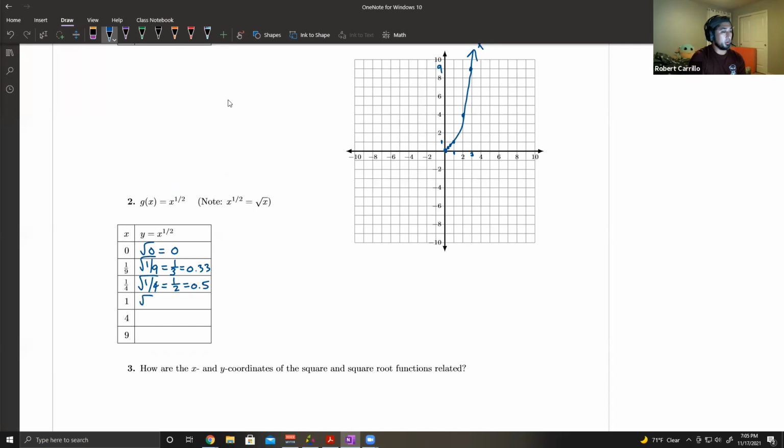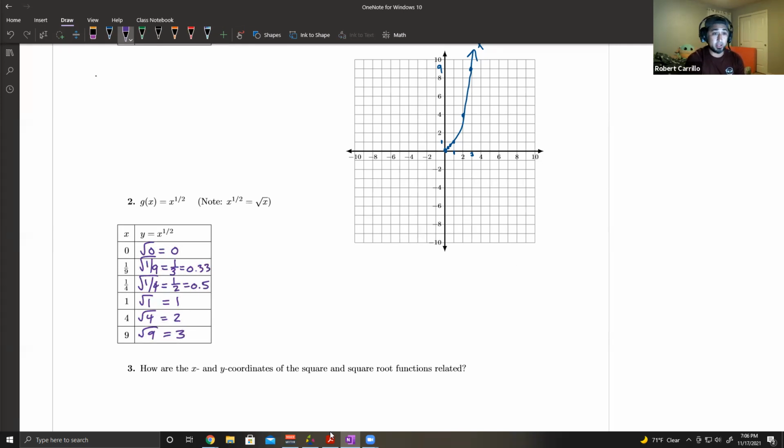And then the square root of 1 is 1. Square root of 4 is 2. And square root of 9 is 3. So let's go ahead and plot this on our graph as well. I should change the color though. Let's make that all purple.